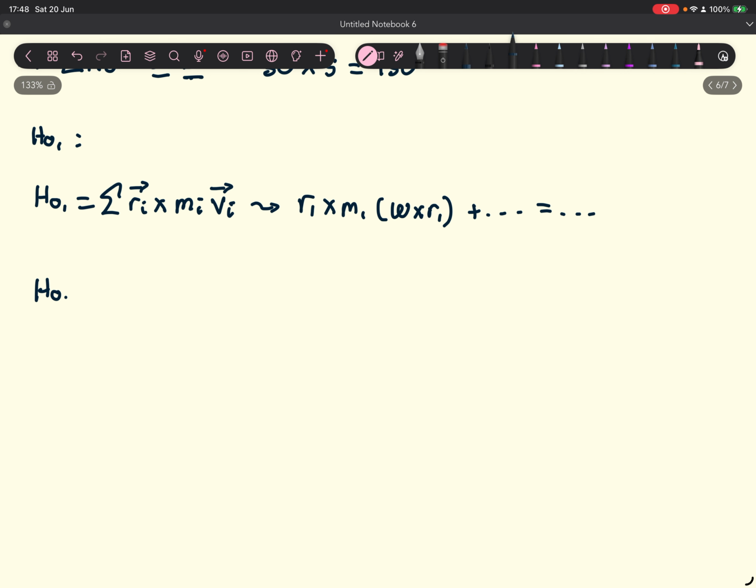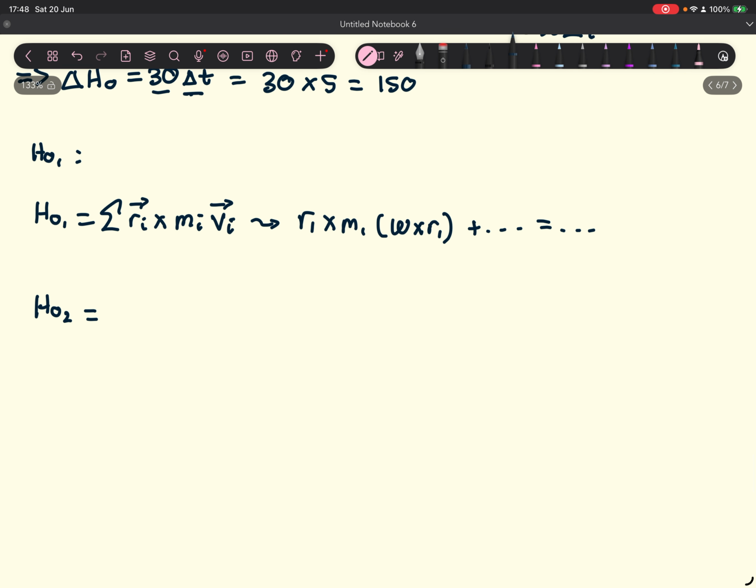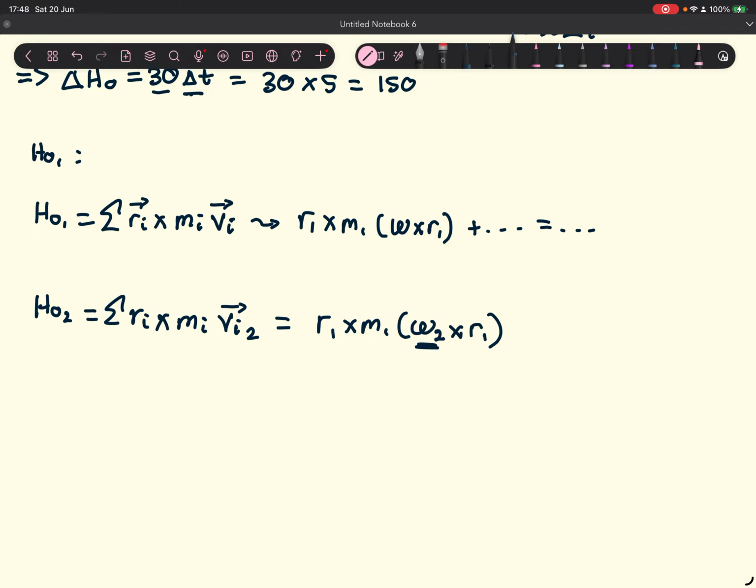The problem is with HO2, we don't have the angular velocity at state 2. So it's the same exact equation. We're going to have the sum of Ri crossed with Mi Vi, but let's just call it 2 for state 2. Then this will give you R1 crossed with M1 into omega 2 crossed with R1, and this is the thing that we're trying to solve for. So you do this for each and every particle.